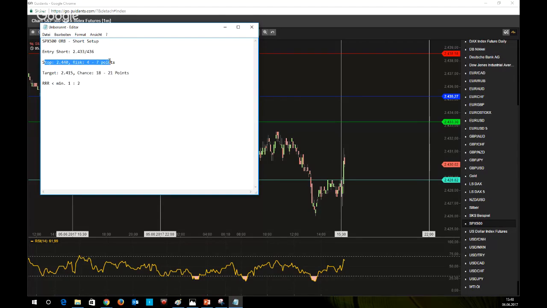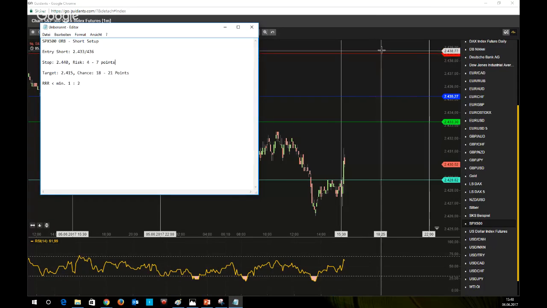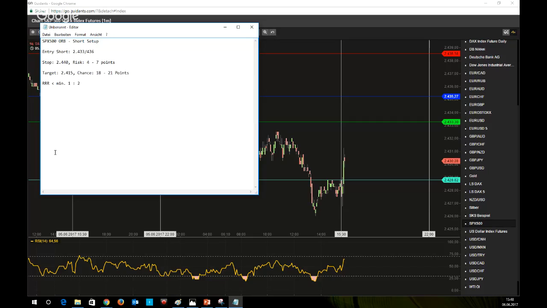We have a stop above the highs from yesterday, 4 to 7 points higher. This is the red line. And then we go short with a target around 2,415 points, so something between 18 to 21 points. The risk reward is minimum 1 to 2 here. That's it from my end. I hope you enjoyed the show, and let's see if this setup plays out, and talk again next week around the same time, 2 p.m. UK time, with the US market opening next week.